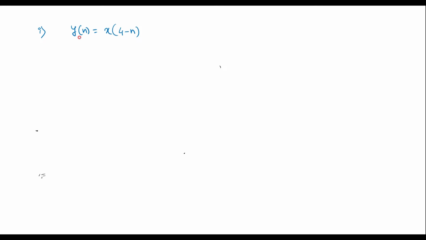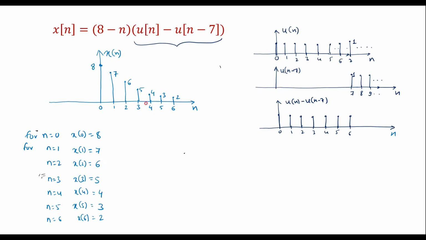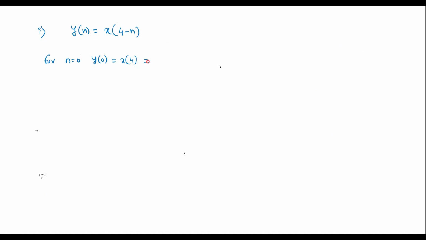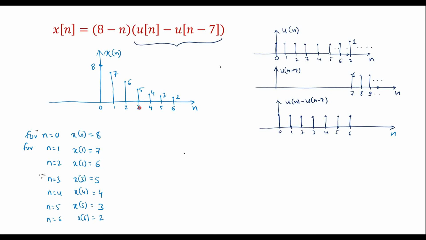Here I will consider different values of n. For n equal to 0, y of 0 is equal to x of, if we substitute 0 here, x of 4. The value of x of 4 is 4. Therefore it is 4. Now for n equal to 1, y of 1 is equal to x of 4 minus 1, which is x of 3. Here we can see x of 3 is 5. Let me write 5 here.